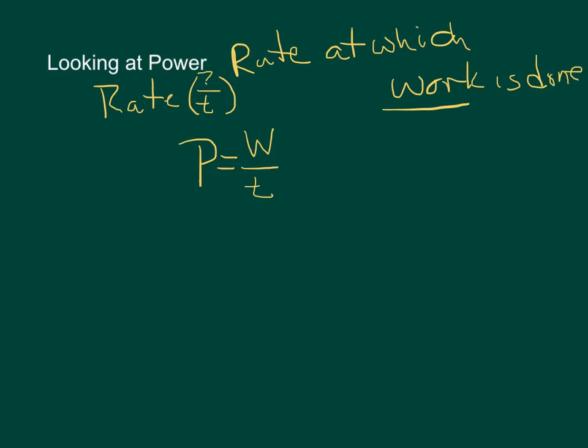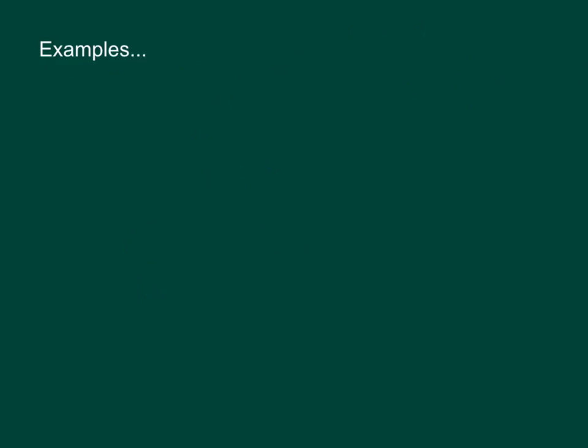So let's say that some animal or something lifts up some object and does 10 joules of work. And this object does it in 1 second. How much power has been generated? 10 watts of power. Does that make sense? All right, let's look at some examples to practice with.